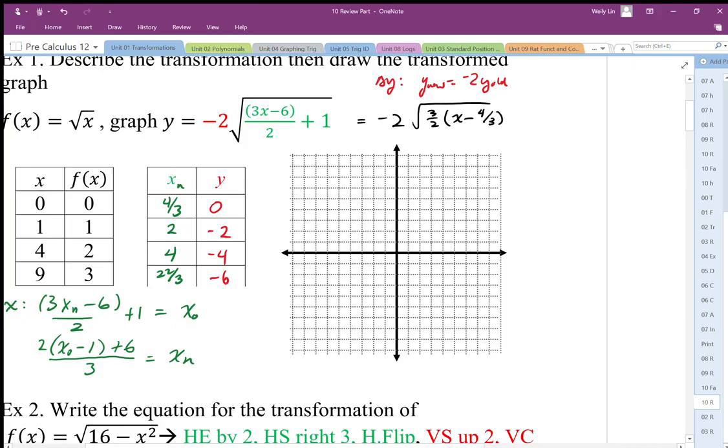So graphing this in my graph, (4/3, 0), (2, -2) is a point there, 4 down. This is going to be 7 1/3, so 7 1/3 is about there, and then -6 is about here. So it's going to be a graph that looks like this. So there it is. There's all my transformations put together with my x's and y's. I did my y's independently of my x's, and I did all the x's backwards.